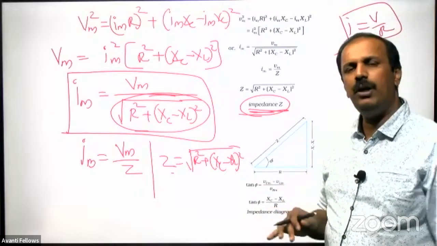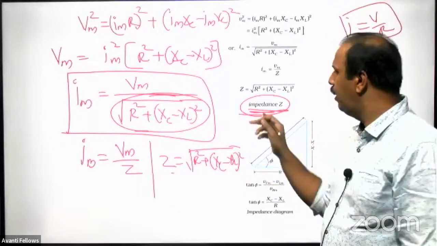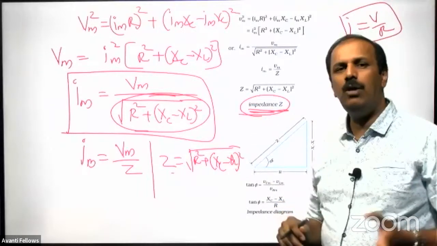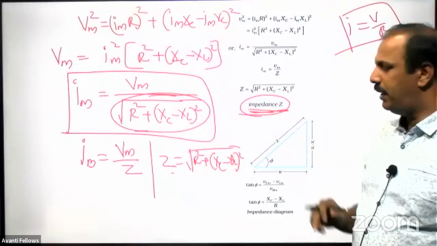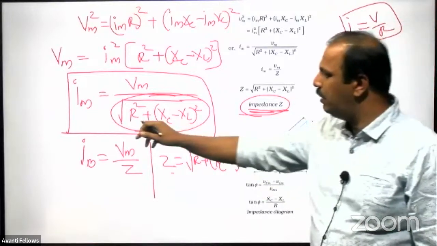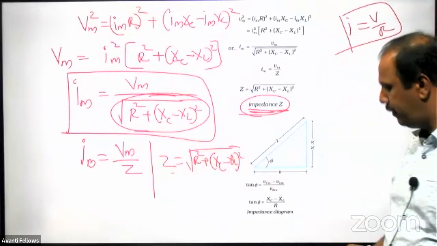So the thing is, if you have only a capacitor or only an inductor, we will use the word reactance. And if you have both a capacitor and an inductor, then we will use impedance. So this one is called impedance. Okay, this Z value is called impedance.